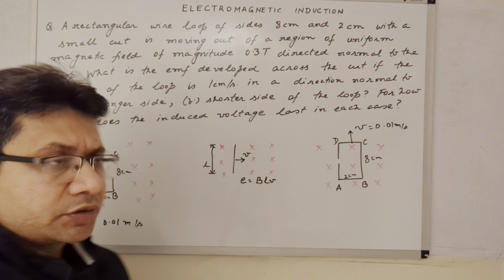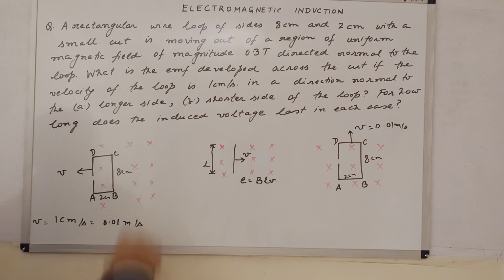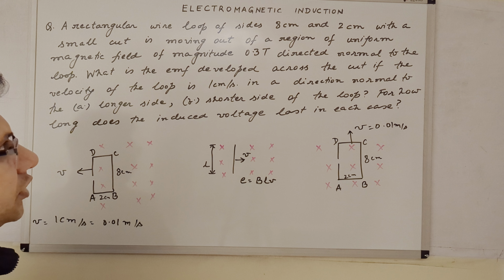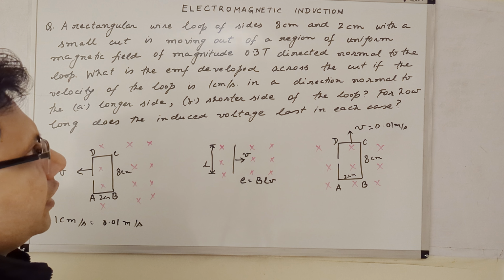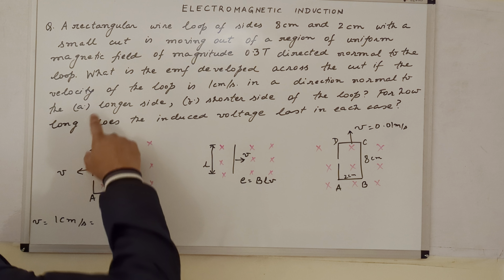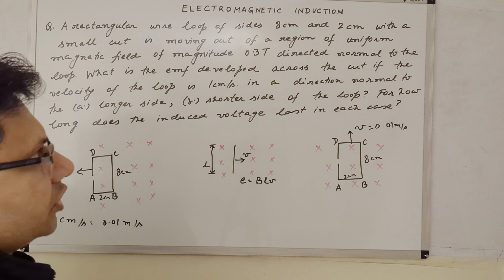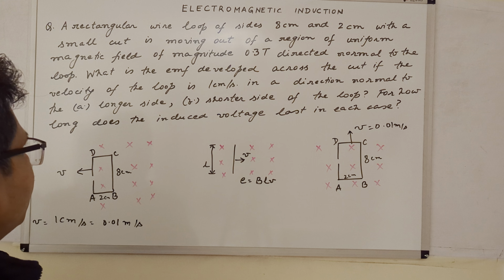Hello viewers, the question is: a rectangular wire loop of sides 8 cm and 2 cm with a small cut is moving out of a region of uniform magnetic field of magnitude 0.3 Tesla directed normal to the loop. What is the EMF developed across the cut if the velocity of the loop is 1 cm per second in a direction normal to (a) the longer side, (b) the shorter side of the loop? For how long does the induced voltage last in each case? So this is the problem.